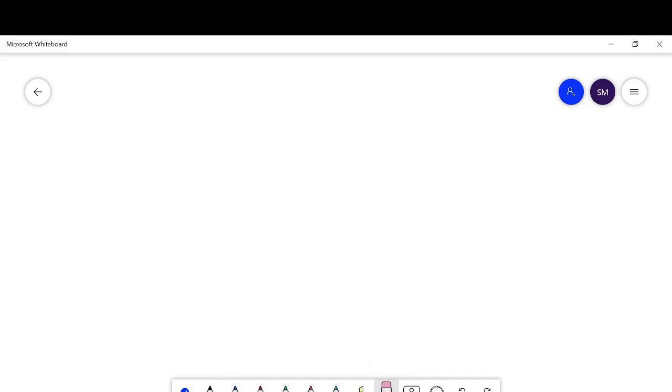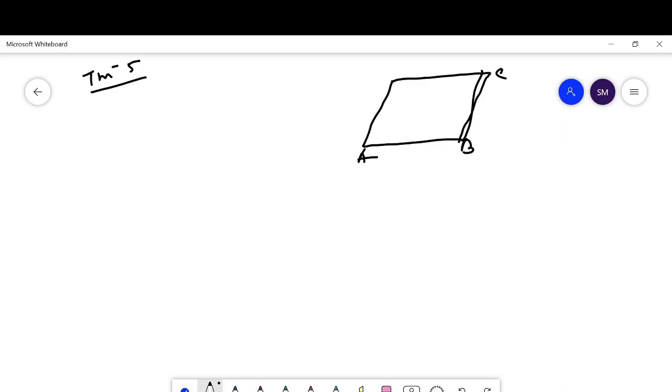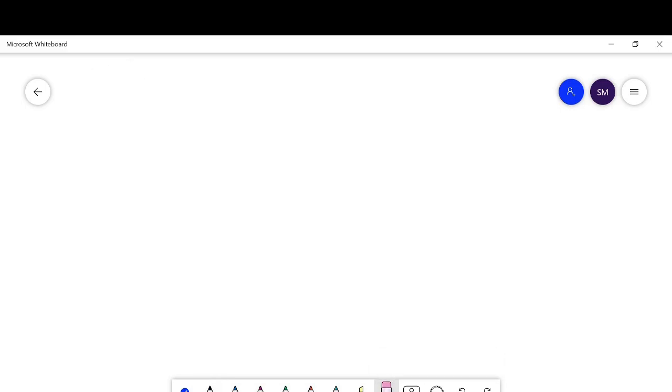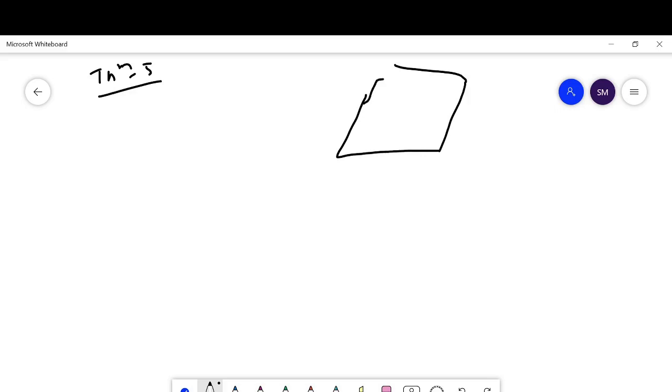Okay. Then the next theorem, Theorem 5, says the diagonals of a rhombus are perpendicular to each other. Suppose ABCD is a rhombus.